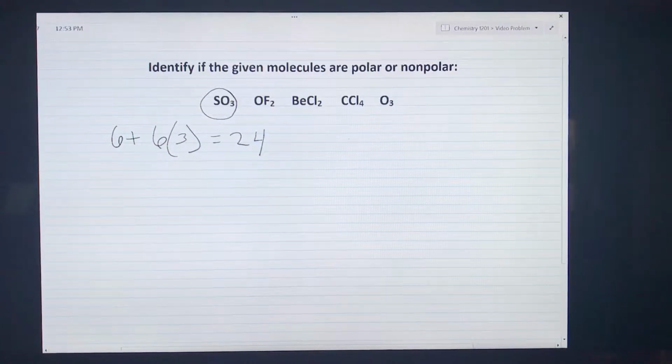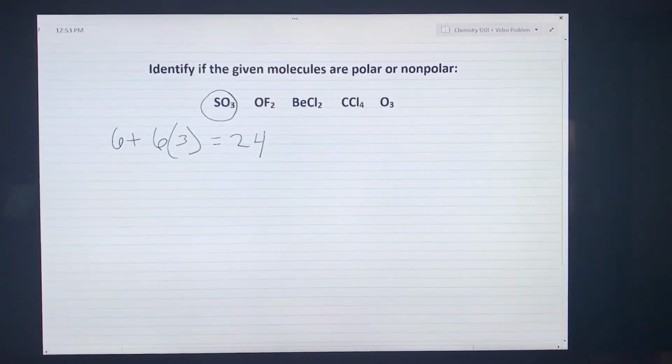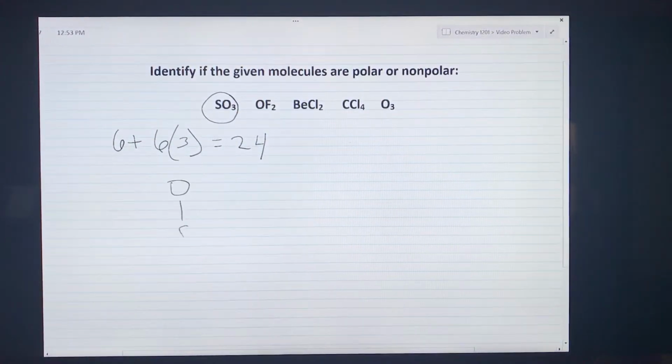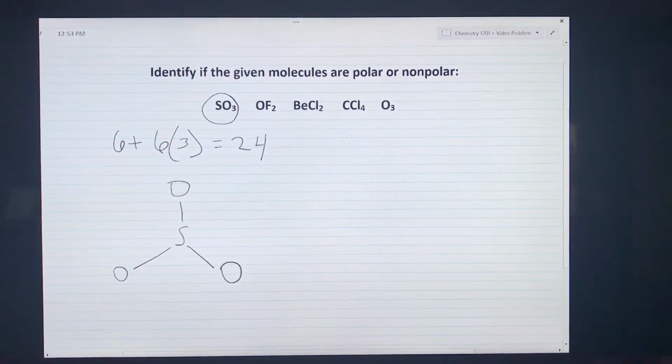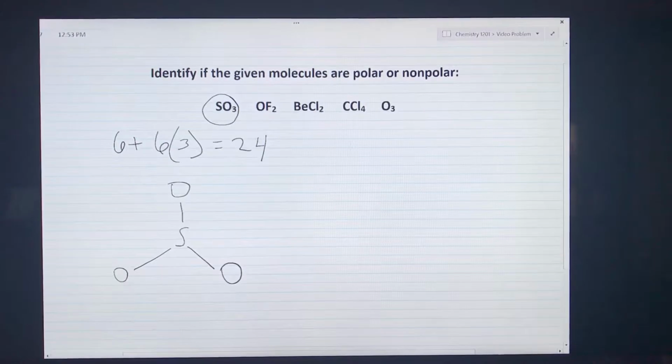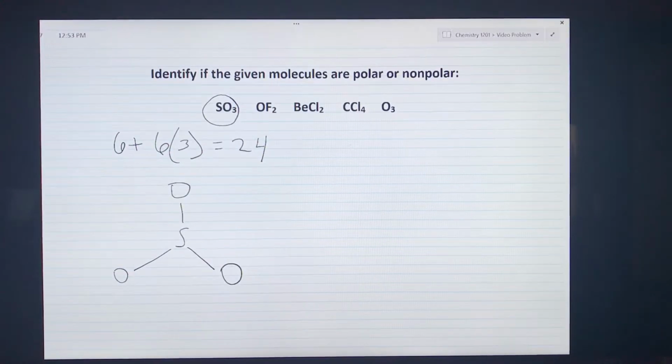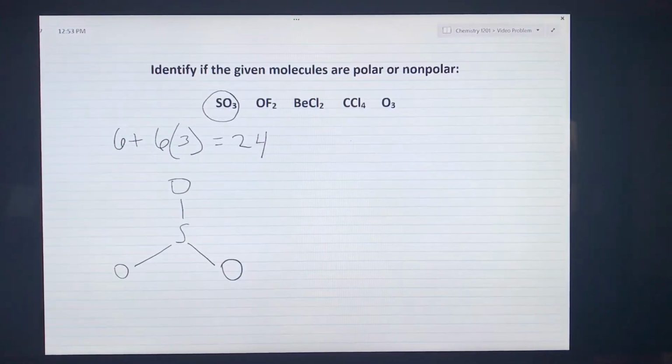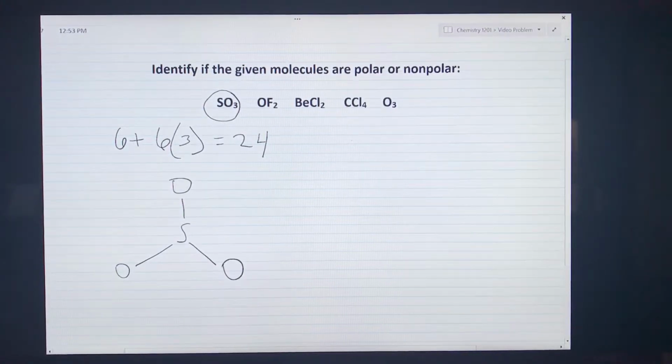Alright, now we're going to draw the structure. So O, S, O, O. Alright. S is the more positive atom, so it's going to have the more partial positive charge. So each bond is going to be 2. So 24 minus 6 gives you 18.